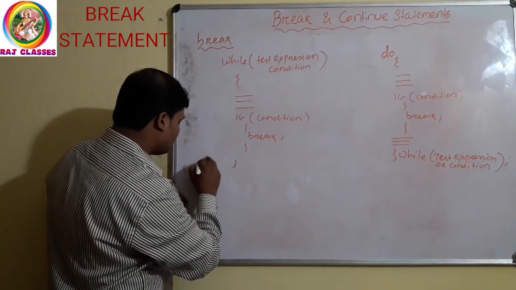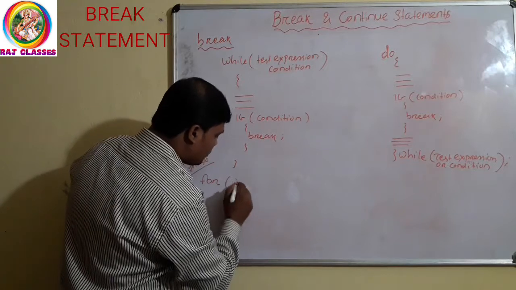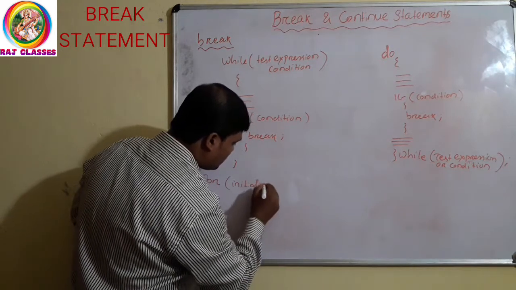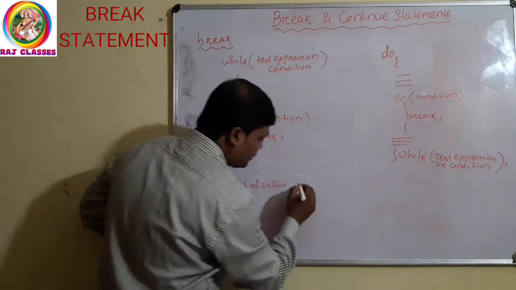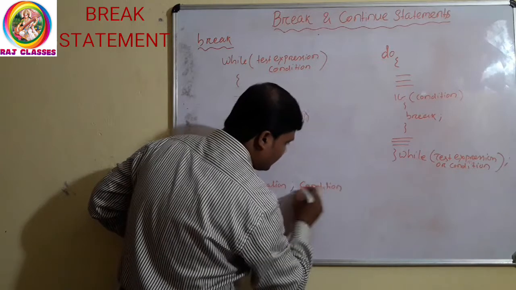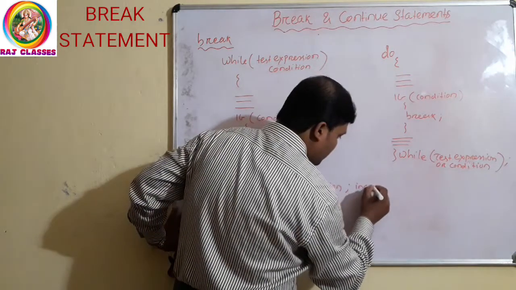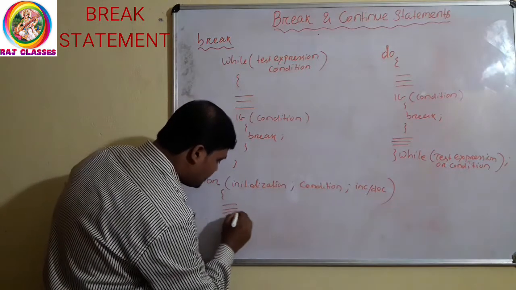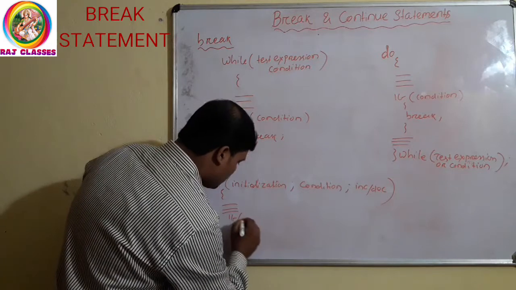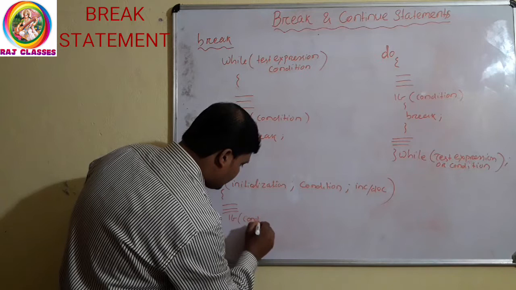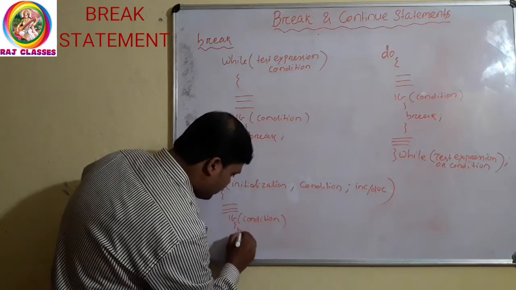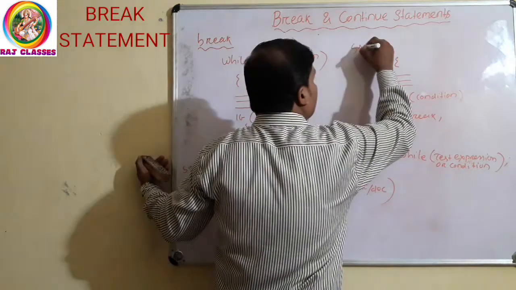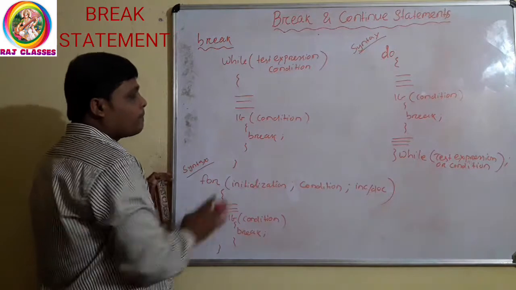Then come to the for loop. Syntax of for loop: for, suppose this is the initialization part, then the condition part, test expression or condition, then the increment or decrement part. We know this. Then some statements are there. If this condition, then break. Clear? This is the syntax.